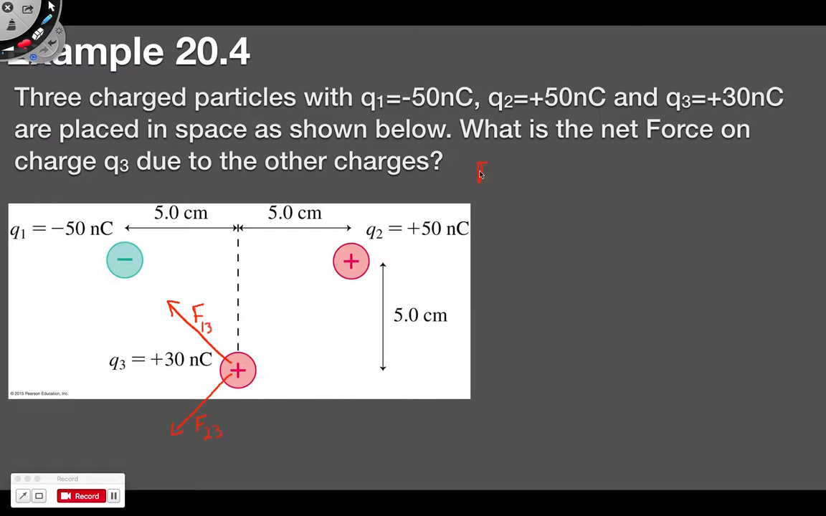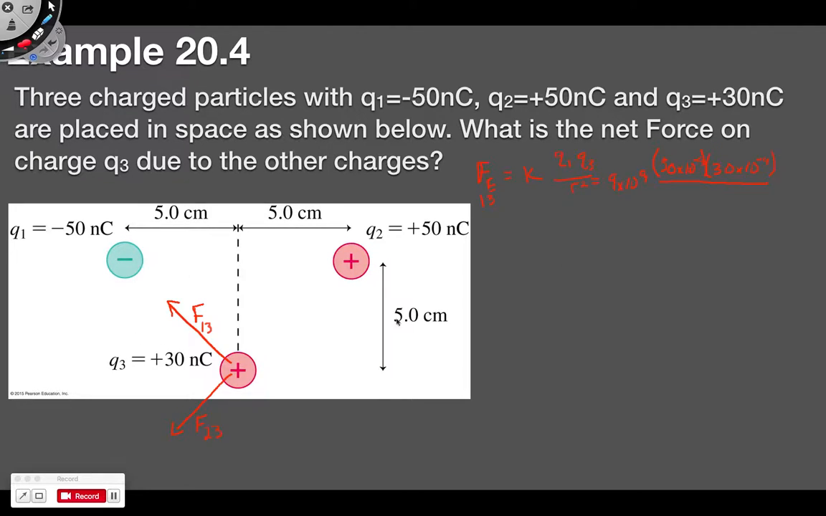So the electric force of 1 on 3 is equal to K, which is 9 times 10 to the ninth, Q1 times Q3, over distance squared. K is 9 times 10 to the ninth. Q1 is negative 50. I don't really care about direction right yet, I already got that indicated. So 50 nanocoulombs times 10 to the negative ninth. Charge 3 is 30 times 10 to the negative ninth. Now that's divided by the distance between them squared.